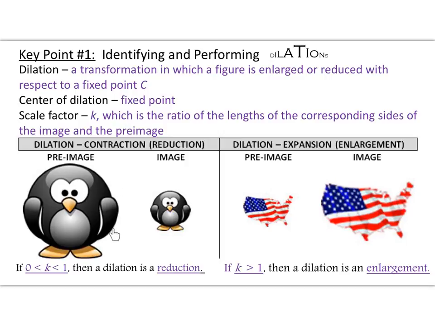All right, so here's an example of a dilation that's a reduction, or in other words, a contraction. So this is our pre-image, which is the larger image, and it becomes the smaller one, so that means it reduced. To get this reduction, the K value has to be some value between 0 and 1. To get an enlargement or an expansion, we would need a K value greater than 1.